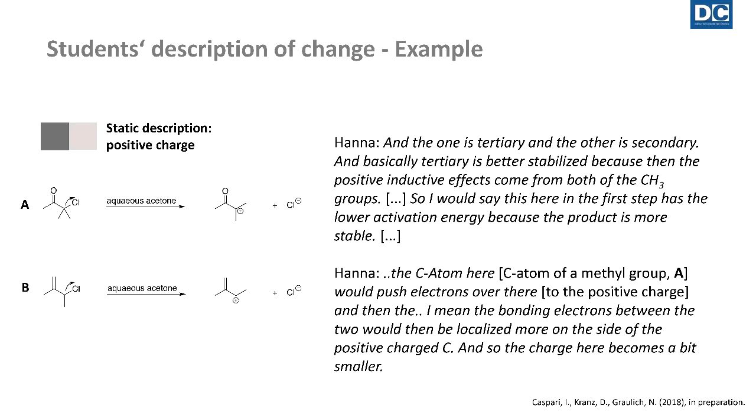And then she further continues and describes what she means with a positive inductive effect. She's saying, "The C atom here, the C atom of a methyl group in A, would push electrons over there to the positive charge. And then the bonding electrons between the two would then be localized more on the side of the positive charge C. And so the charge here becomes a bit smaller." So you can see in her verbalization of how she thinks about the carbocation, she's really in a static perspective. She focuses on what influenced the positive charge in the product, and she is not thinking about the formation of the positive charge in the product.